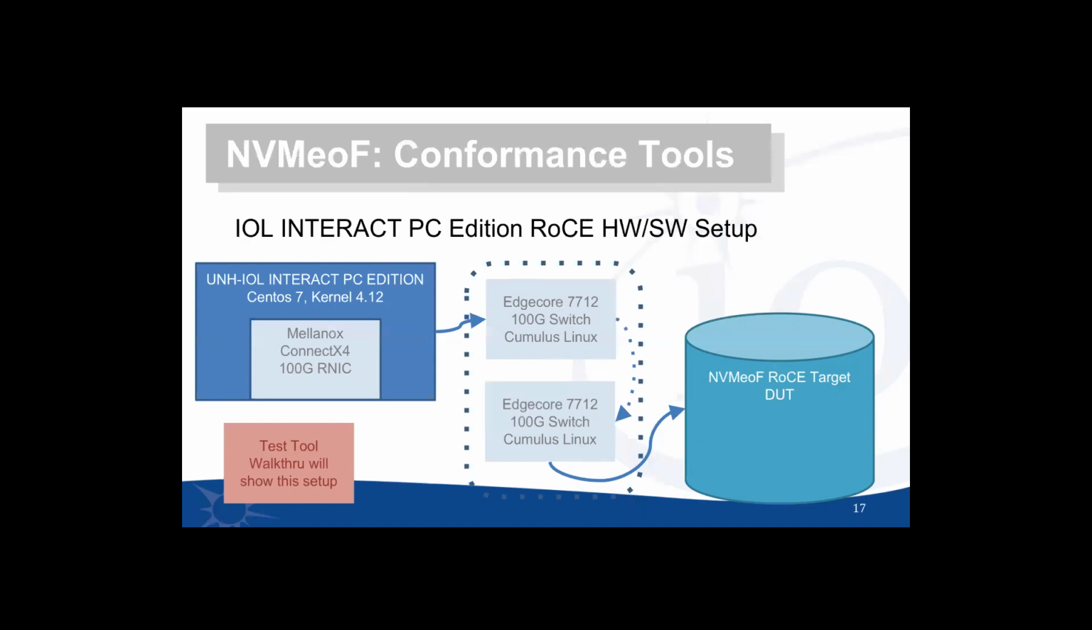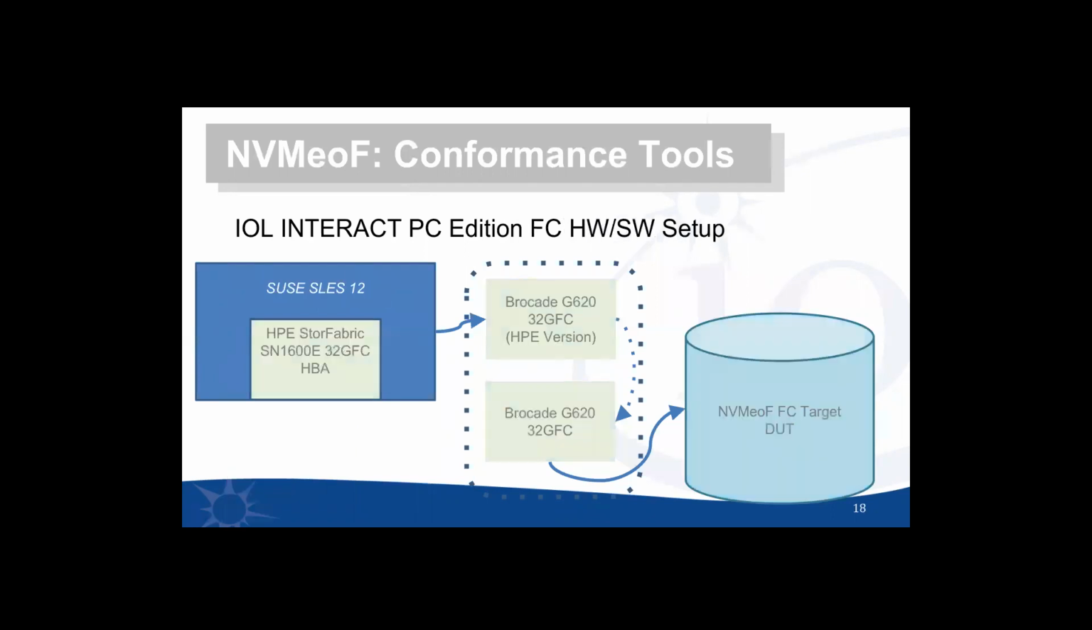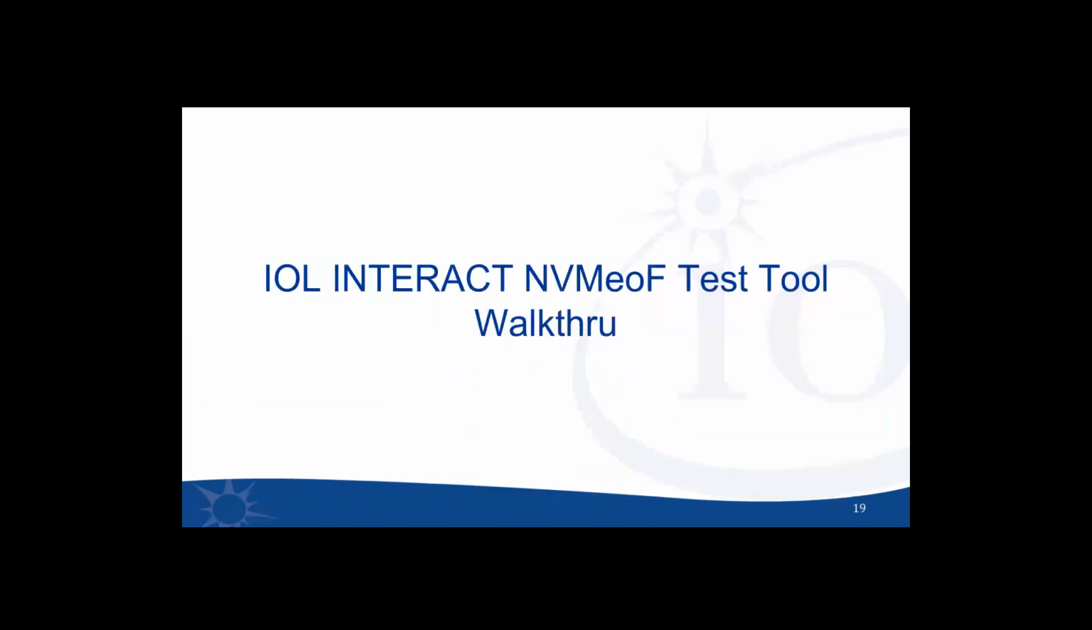This hardware diagram that I'm showing here, in a few more slides, I'm going to do a walkthrough of our test tool and show you how that works and show you some of the setup of this exact setup here. Similarly for Fibre Channel, again, same HBA, and we may use the same switches as we did for the interop setup. Very similar here for the conformance test.